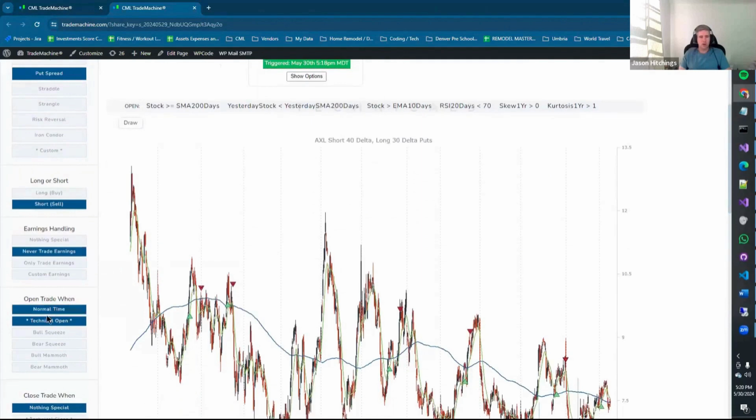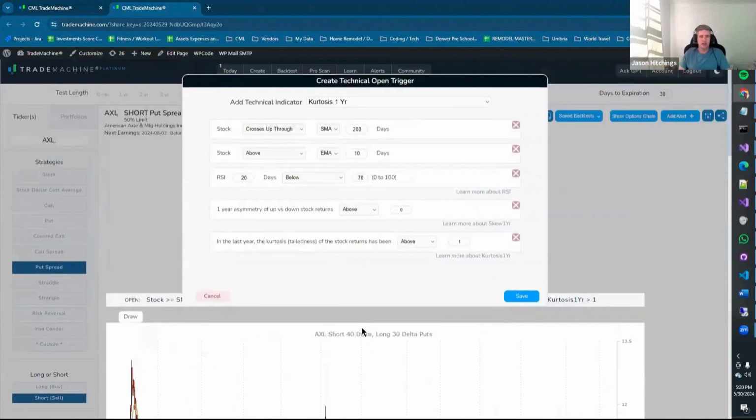It says open trade when, and there are a couple of special models here, the squeeze and the mammoth. You can read about those. The technical open allows you to customize the technicals. You can use what we have, or you can customize your own. But these are all of the conditions that are being met, and that little green flag says these are all true.